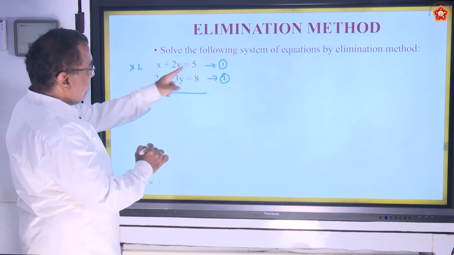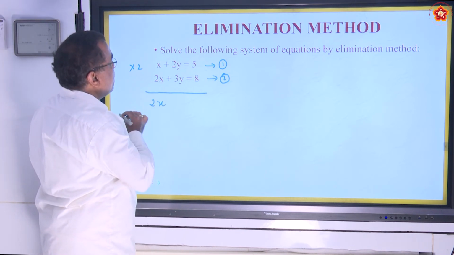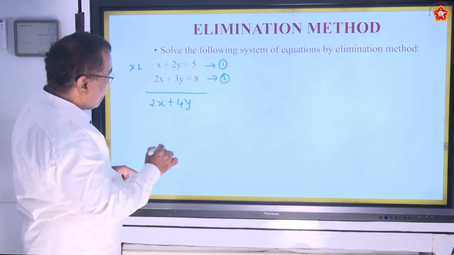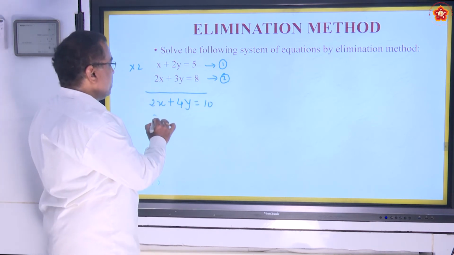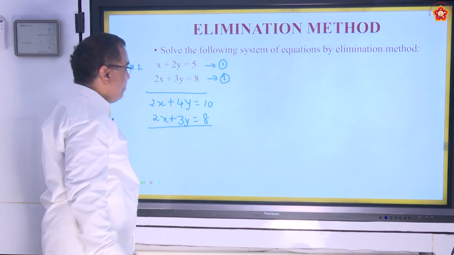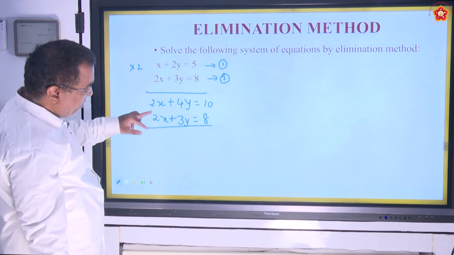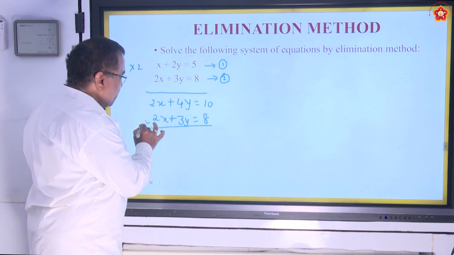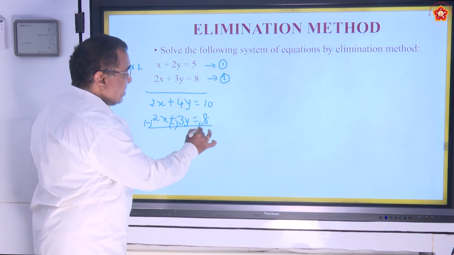When I multiply the first equation by 2 throughout, it becomes 2x plus 4y equals 10. And the second equation I will keep as it is: 2x plus 3y equals 8. Now our objective is to eliminate the variable x. If we need to eliminate, what should happen? Both must be of opposite sign, right? So just change the sign to its opposite. Plus 2x becomes minus 2x, plus 3y becomes minus 3y, and plus 8 becomes minus 8.